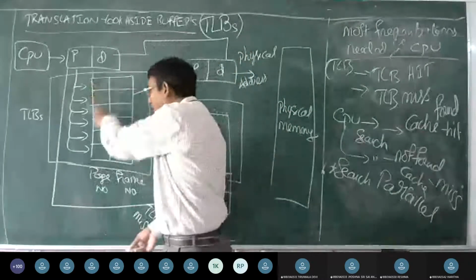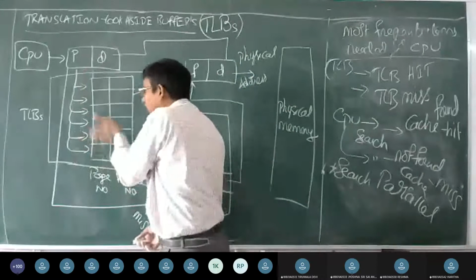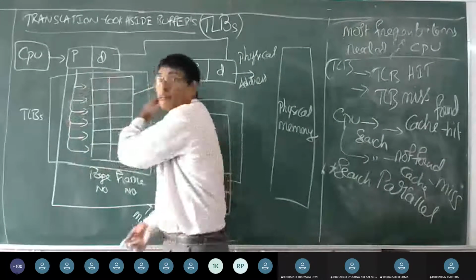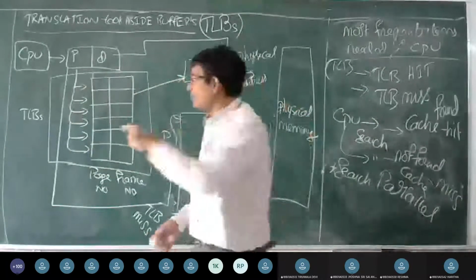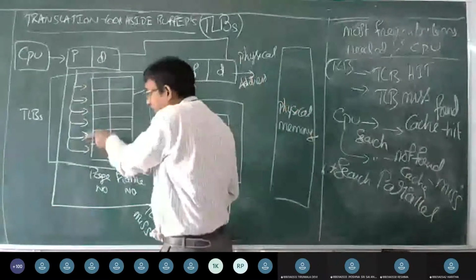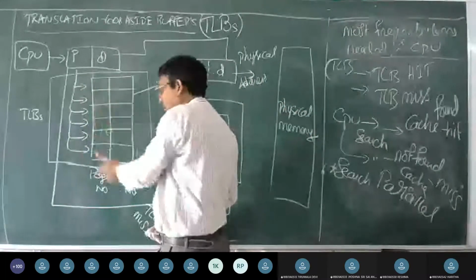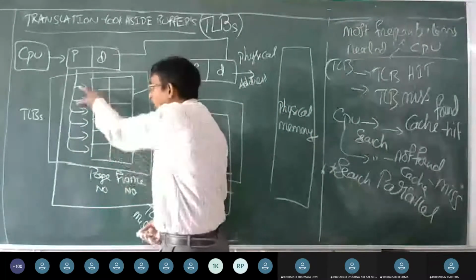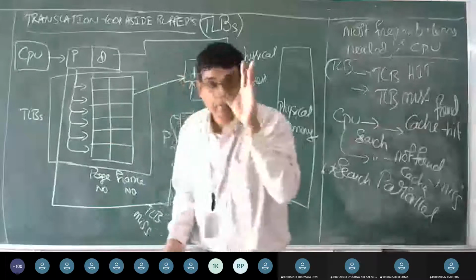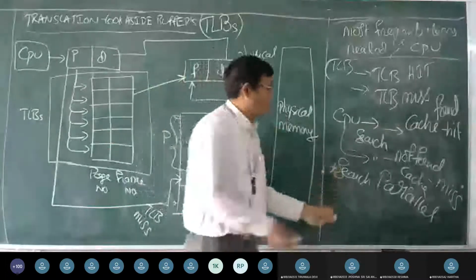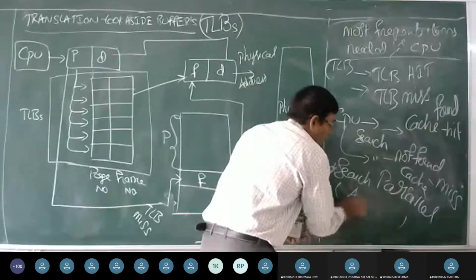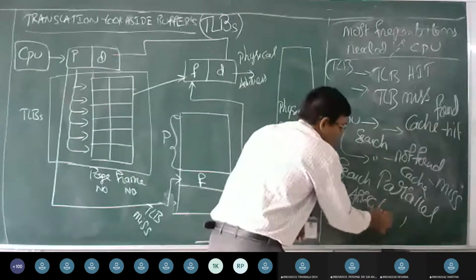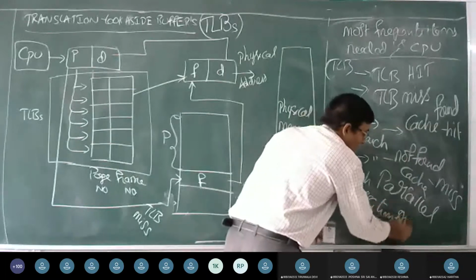If it has 8 entries, all 8 pages have to be searched in parallel at one instance. That is the reason why we are drawing this arrow mark here. All the pages associated are searched in parallel. That is the advantage of parallel search. We call it an associative search or associative memory.